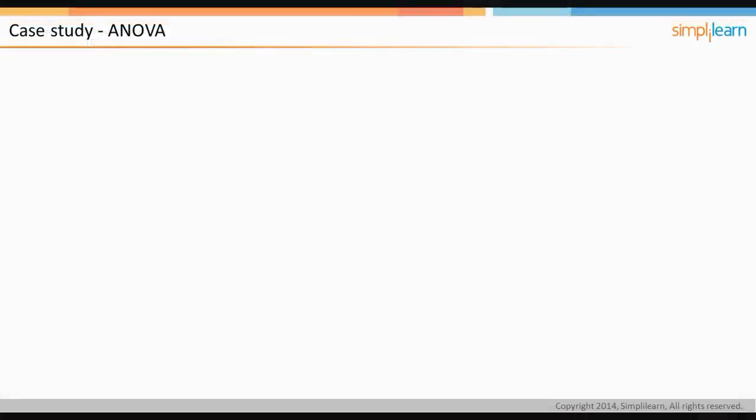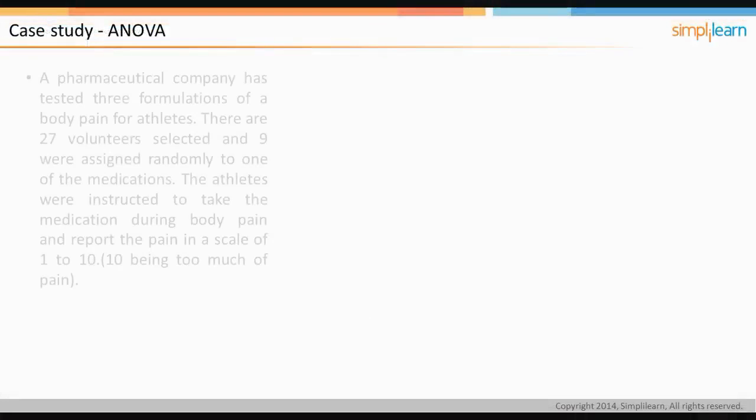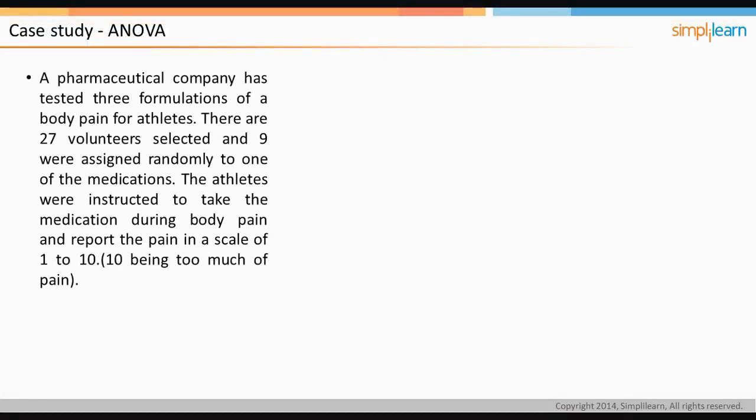Let's look at a case study for better understanding of ANOVA. A pharmaceutical company has tested 3 formulations of a body pain medication for athletes. 27 volunteers were selected, and they were split into 3 random groups. 9 members were assigned randomly to each of the medications. The athletes were instructed to take the medication while experiencing body pain and then report the pain on a scale of 1 to 10, 10 being too much of pain.